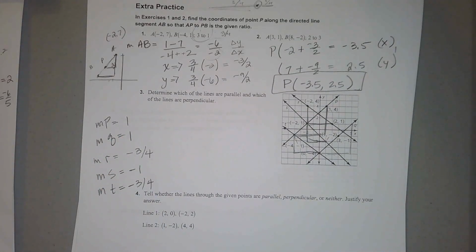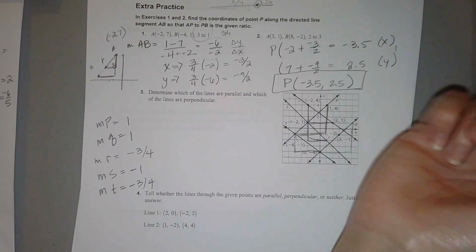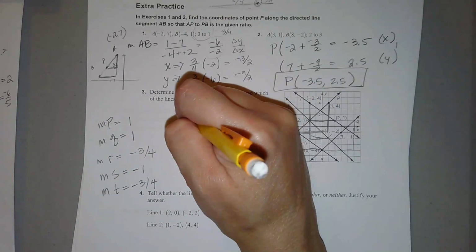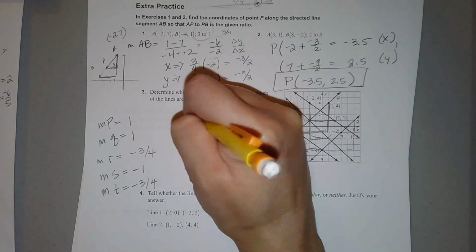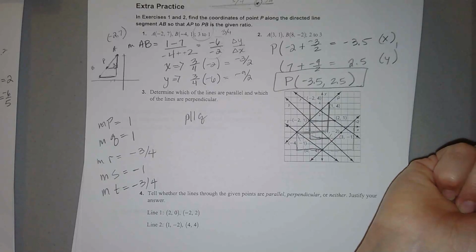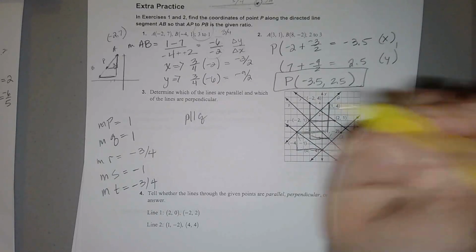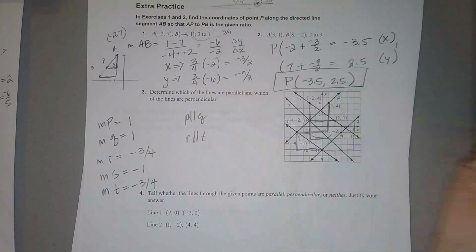So the first strategy I did for this one was just to figure out all the slopes. Now you can start naming anything that's parallel, perpendicular. Any lines that have the same slopes are parallel. So I would say P is parallel to Q because they have the same slope. R and T have the same slope. So those are parallel.